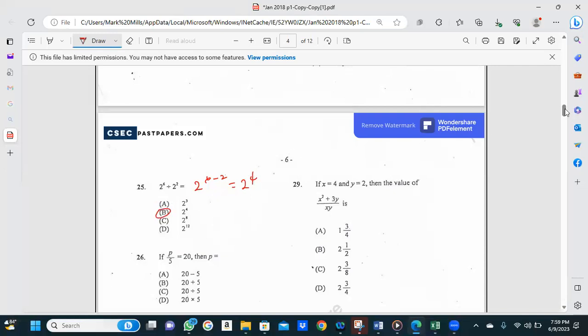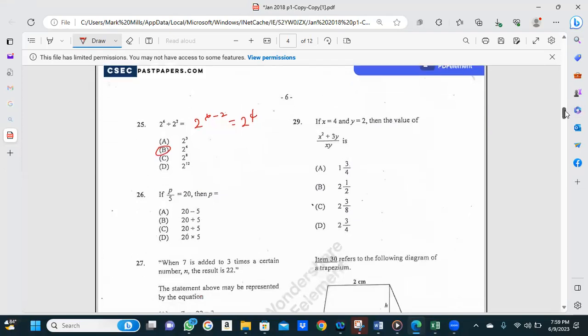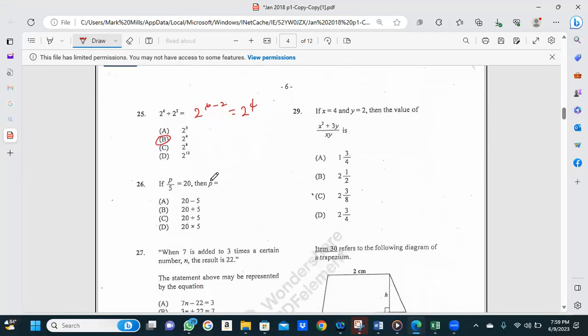Number 26. P over 5 is equal to 20. So P is equal to 20 times 5. So let me see, that's D, am I right? Yes, sir.